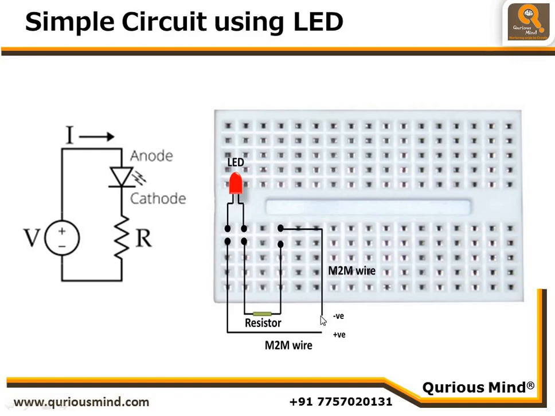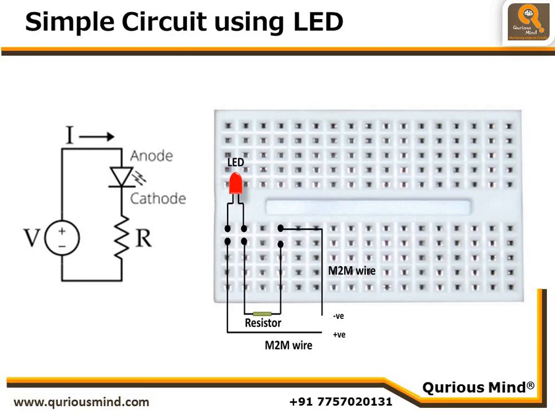And so when we connect a battery here, the negative end of the battery to this wire and the positive end of the battery to this wire, you will see the LED will glow. So this is a simple circuit which you can build on a breadboard.